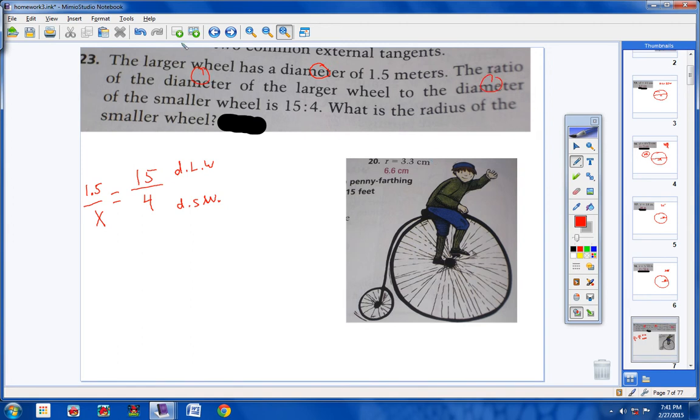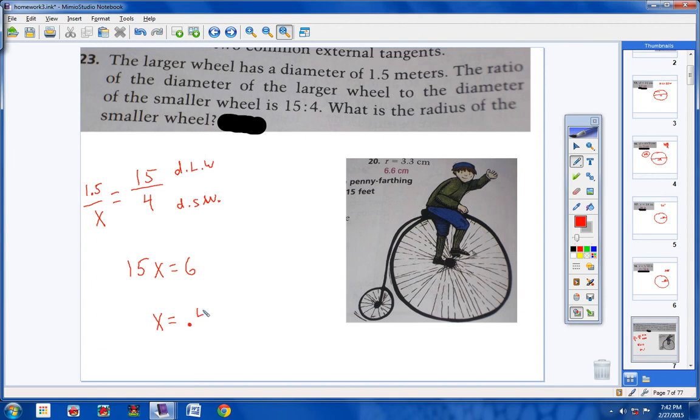So, let's go over this again real quick, then we'll finish the problem. The ratio of the diameter of the larger wheel to the diameter of the smaller wheel is 15:4. The larger wheel has a diameter of 1.5. So, how can I find the diameter of the smaller wheel? Well, so that my ratio is like this. 15 times x would be 15x. 1.5 times 4 would be 6. Now, divide both sides by 15, and you're going to get 2/5 or 0.4. I'm just going to go ahead and put 0.4.